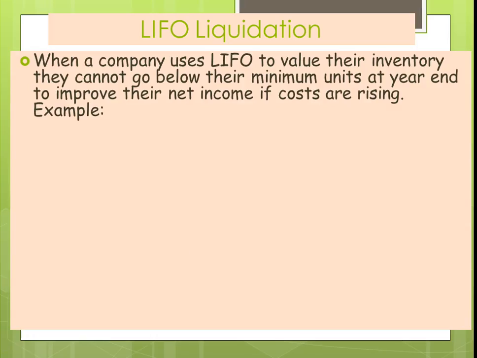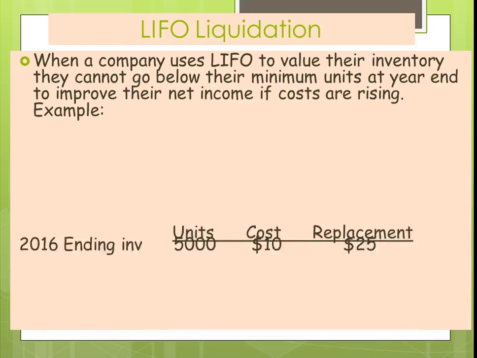Another problem we can have is a company trying to improve its bottom line. What they may do is bring their inventory below minimum levels in order to send those lower costs to cost of goods sold and improve their bottom line. This is a no-no under generally accepted accounting principles.